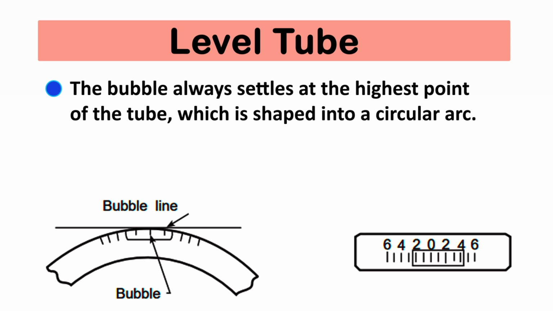The bubble always settles at the highest point of the tube, which is shaped into a circular arc. The tube's exterior has graduations that help determine the bubble center, indicating a level state. Temperature changes can affect bubble size and sensitivity of the readings.